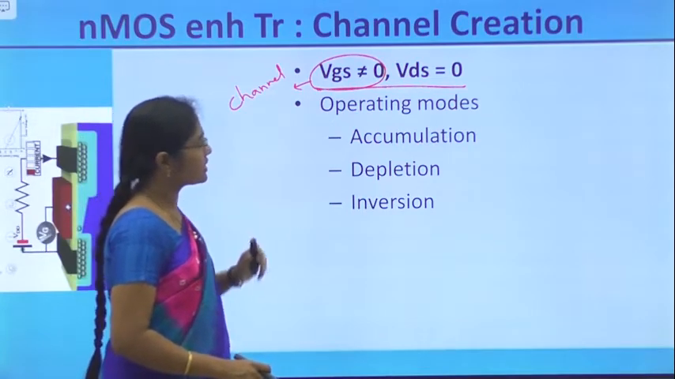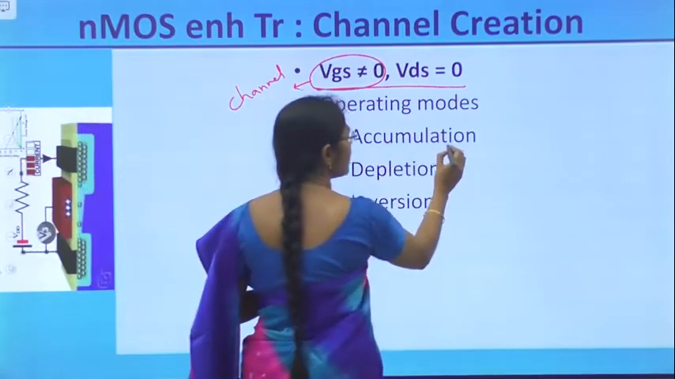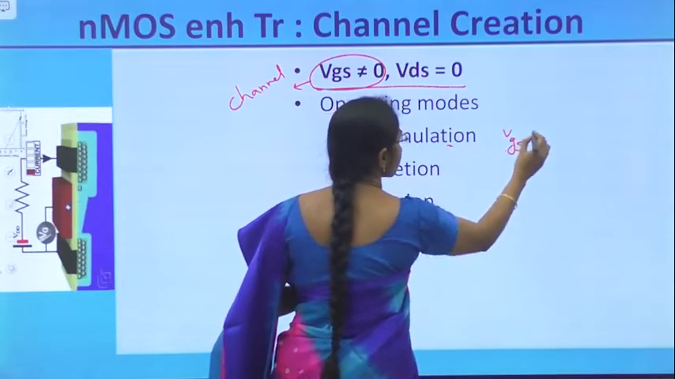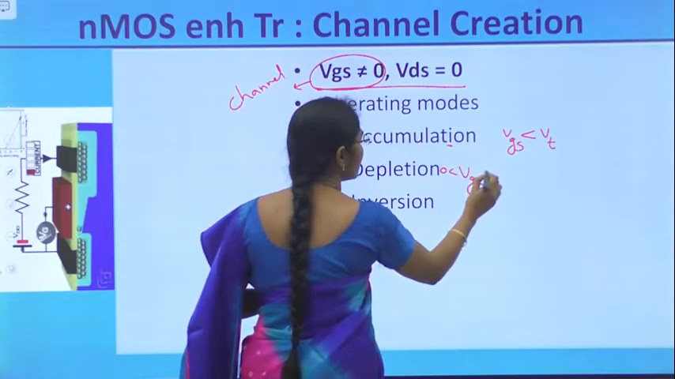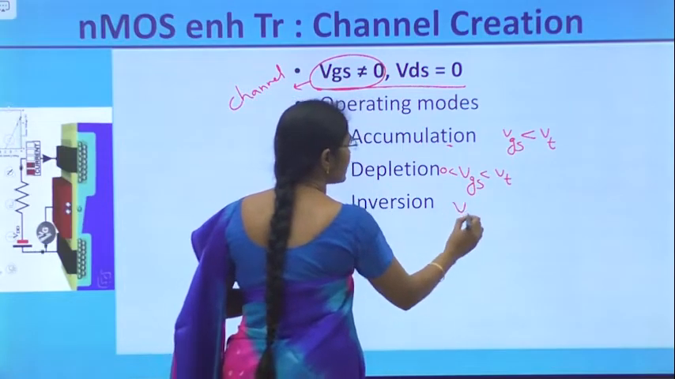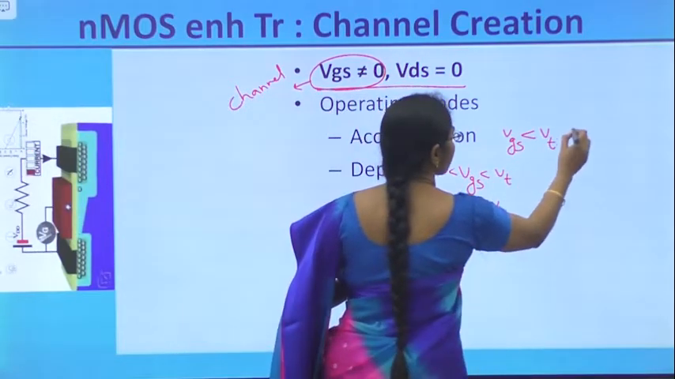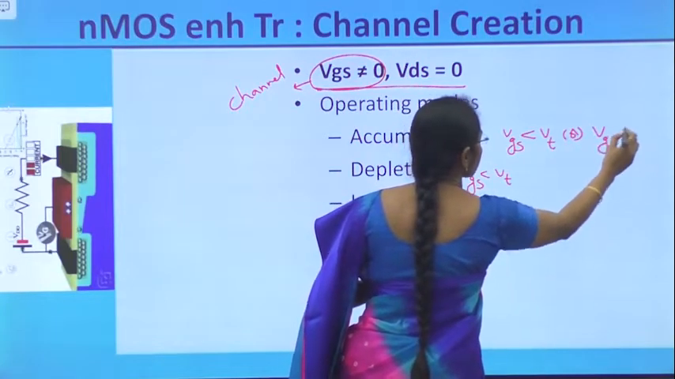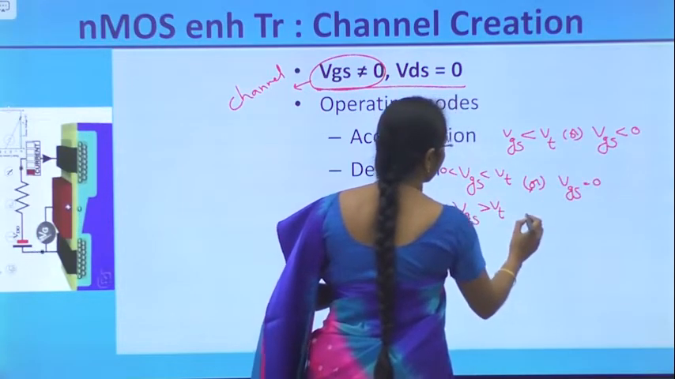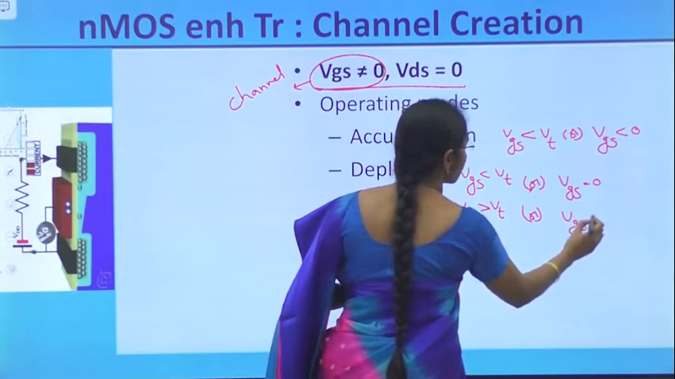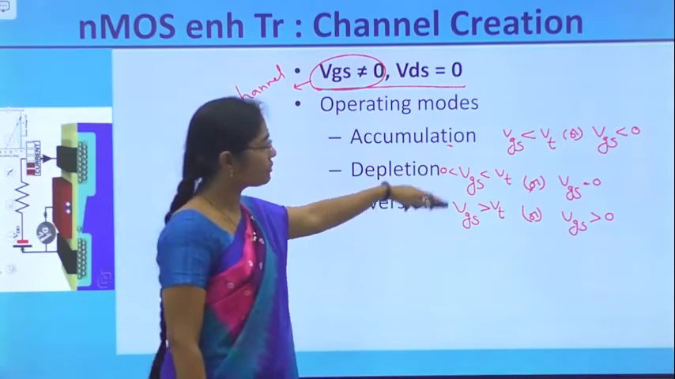So let's see accumulation, depletion and inversion, based on the values of VGS, how the channel is forming. The accumulation region forms when VGS is less than VT, depletion forms when VGS is between 0 and VT, and inversion happens when VGS is greater than VT. Or in general, we can say VGS less than 0, VGS equal to 0, and VGS greater than 0 for the nMOS transistor.